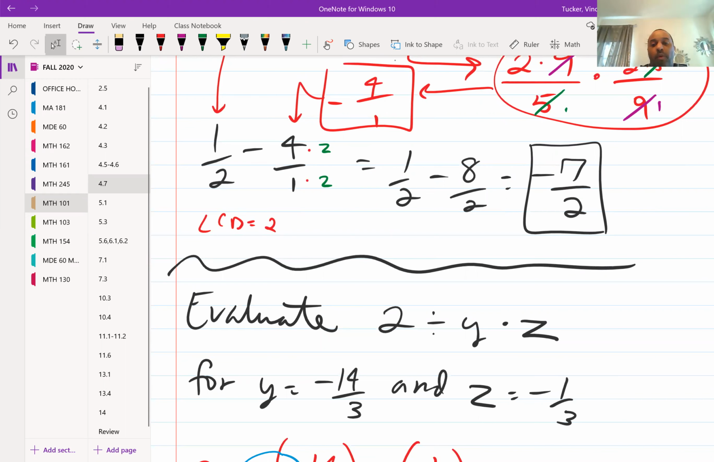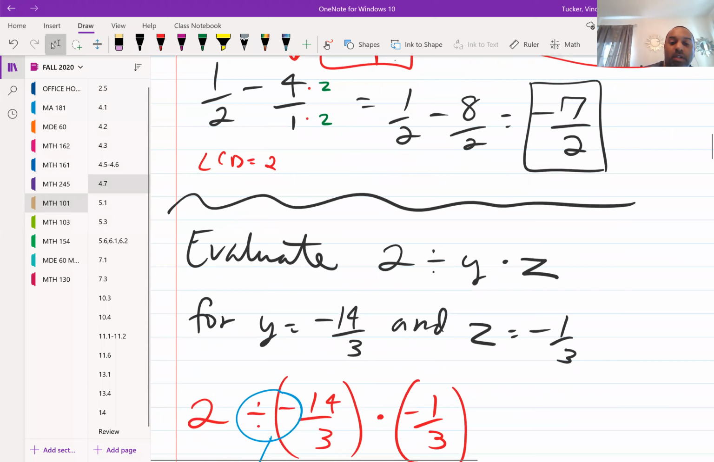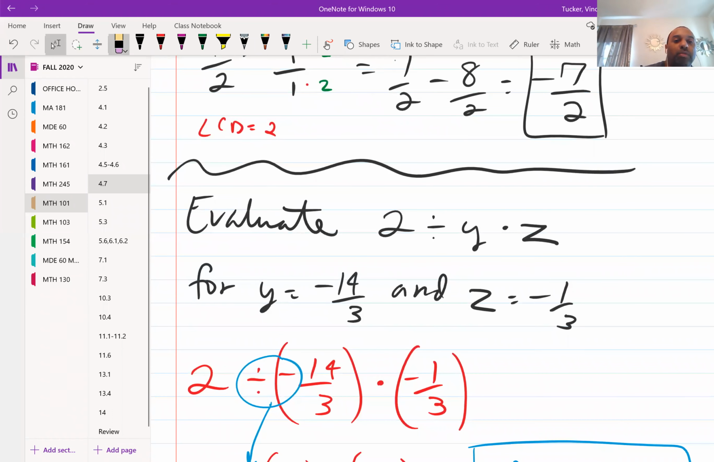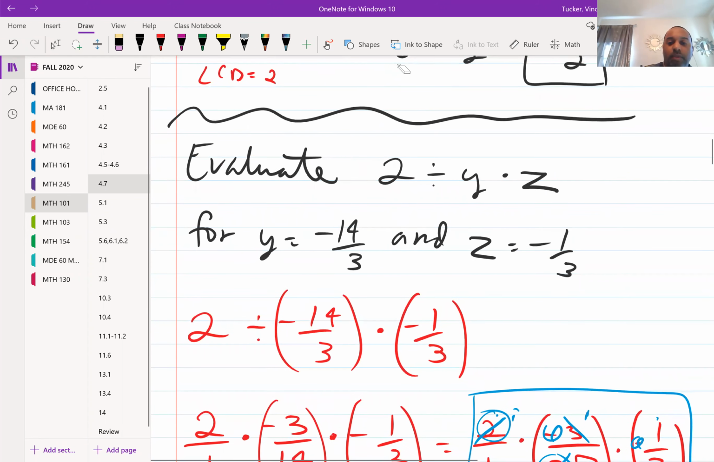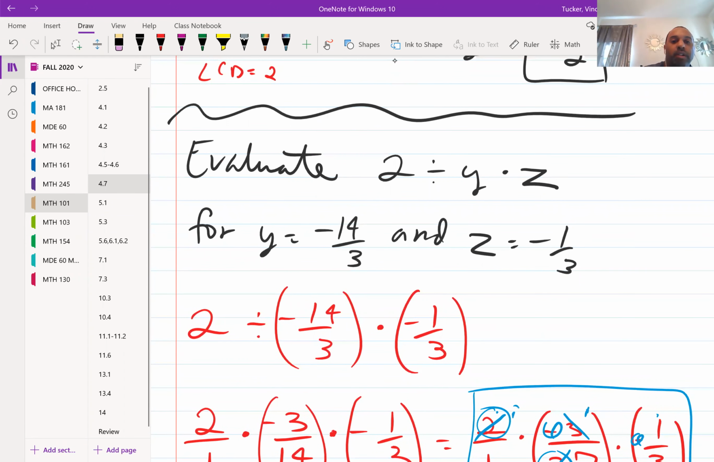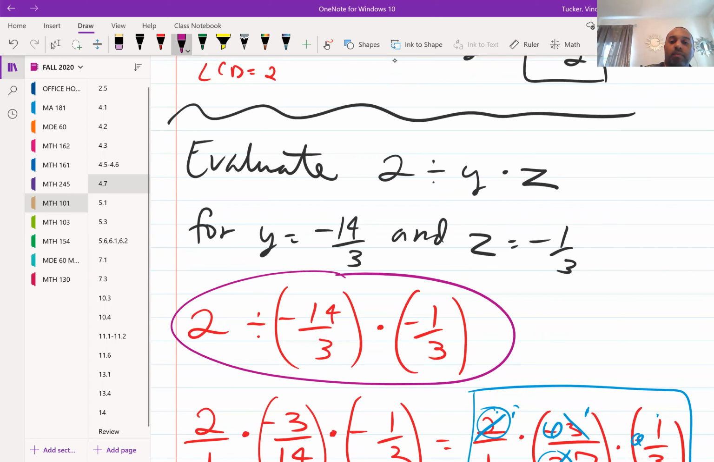Next problem, evaluate. We have 2 divided by y times z, but they give us y to be equal to negative 14 over 3 and z to be negative 1/3. All right, so this is what we're looking at right here as far as the setup. Now we plug in negative 14 over 3 and negative 1/3 where y and z are.